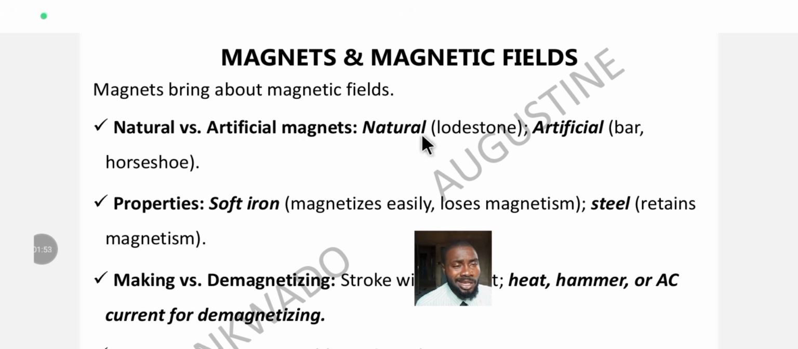Under the natural magnets, we have the lodestone. You know the lodestone, that black magnet you see. All right, that black magnet, that's lodestone. And we have the artificial magnets, which are the bar magnet and also the horseshoe magnet. Both of them are artificial magnets.